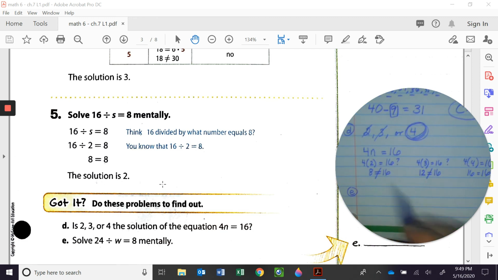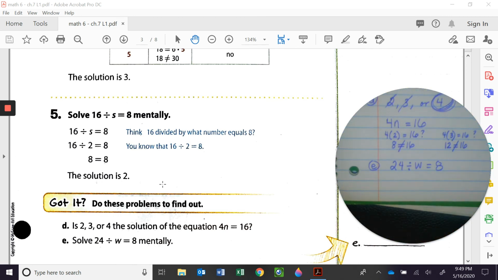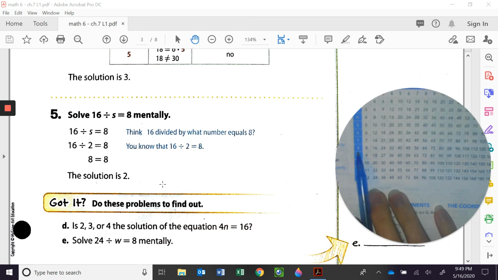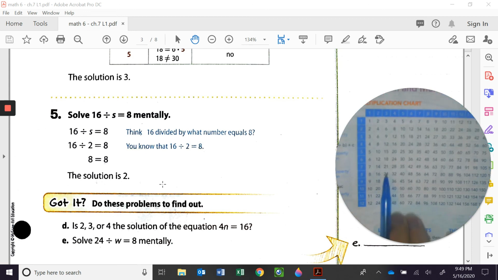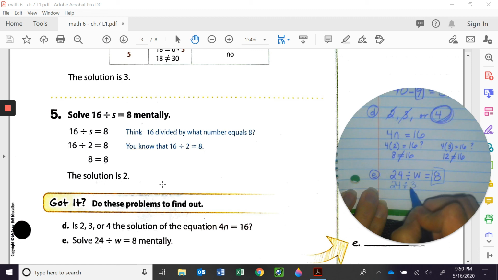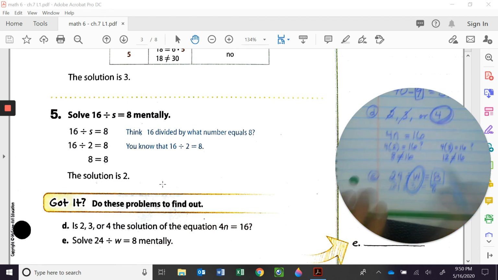All right, letter E. 24 divided by w equals 8. So we want to figure out what w is. Okay, so here it says to use mental math. But if you don't know your math facts, which is fine, then you're going to need to use your multiplication chart. The thing you're going to want to do is look at the 8th row. Okay, so here's your multiplication chart. We're looking at the 8th row, and then we want to find 24. Here's 24. So then go up, and that gives you 3. So that means that 24 divided by 3 gives us 8. So our solution is w equals 3.